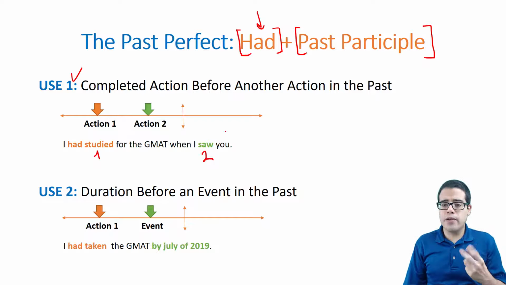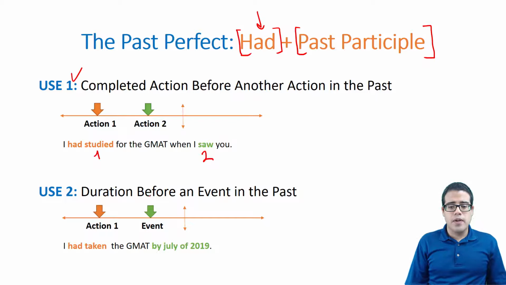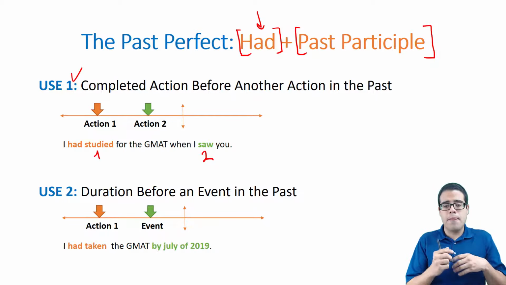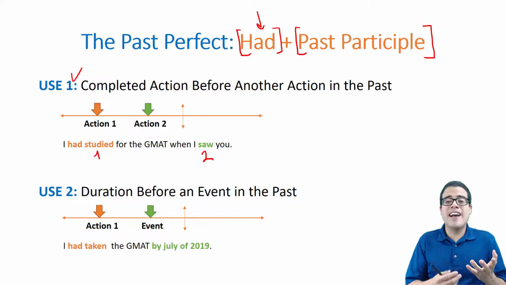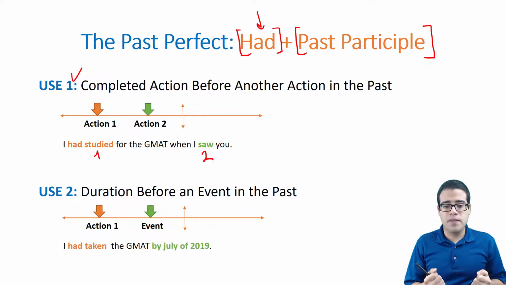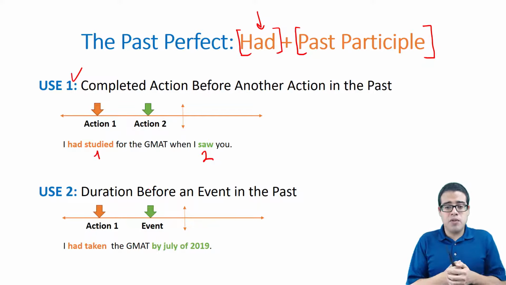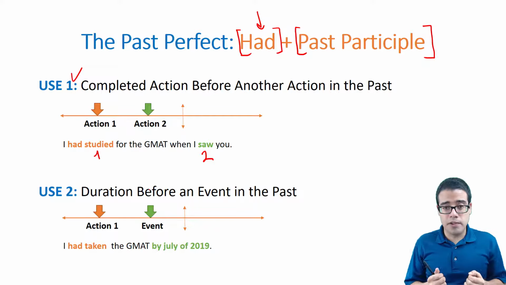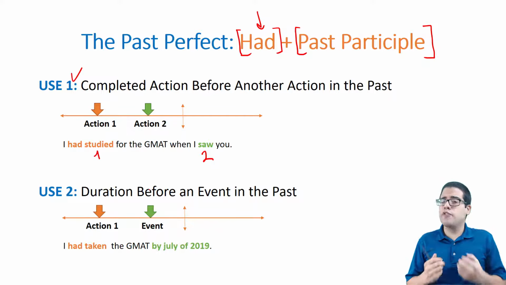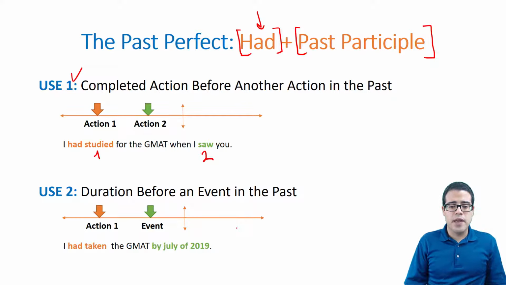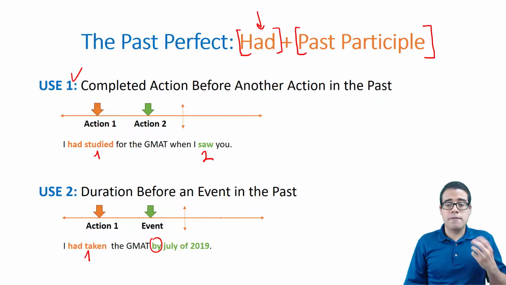Now the second use usually appears in more challenging questions. We don't have two actions this time. We have action 1 and then an event in the past. The event in the past could be a time period. Okay, usually it refers to a time period. And a lot of times you have the word by. So for instance, I could say I had taken the GMAT. So had taken is the first action.